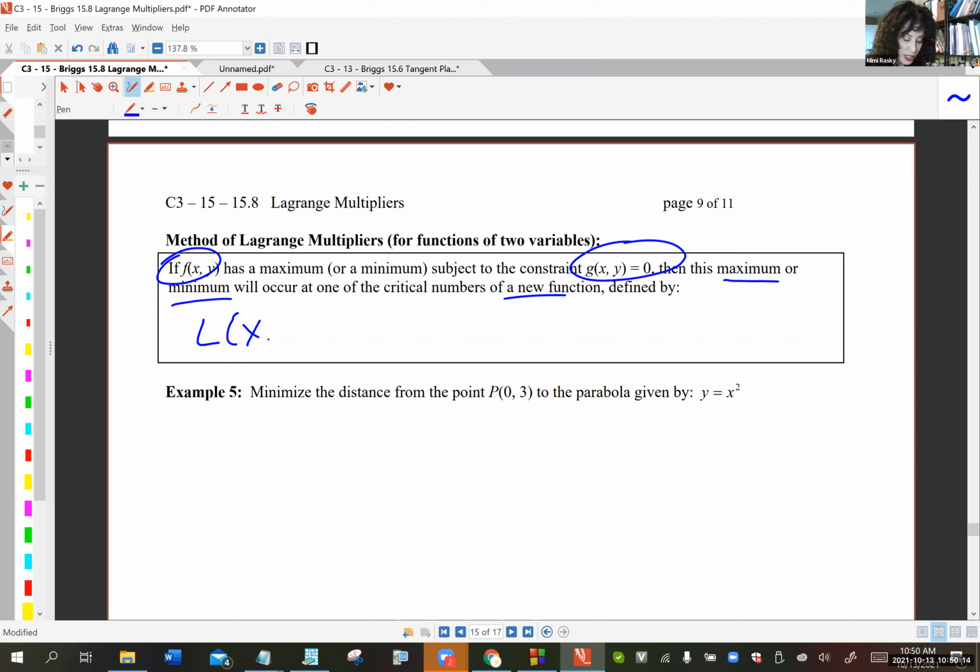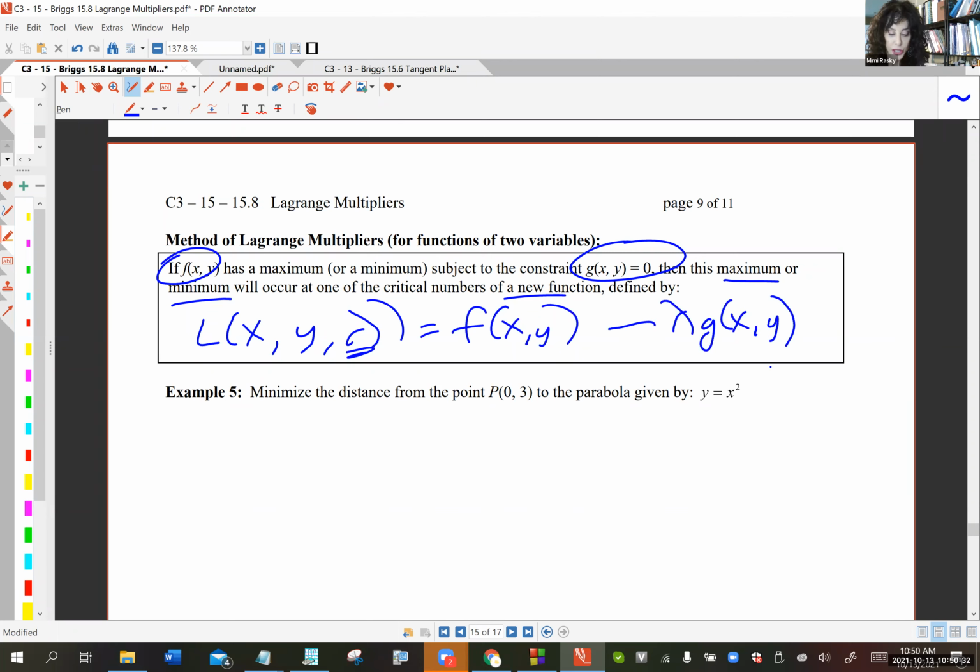The new function is going to be big L, only this time you're going to have a function of three variables: x, y, and a Lagrange multiplier, lambda. And the way you set it up is just like we did before: the function that you're trying to find the max or the min for, minus lambda multiplied by your constraint function. And you're going to optimize that. You're going to find the critical numbers for that and then get the problem solved.